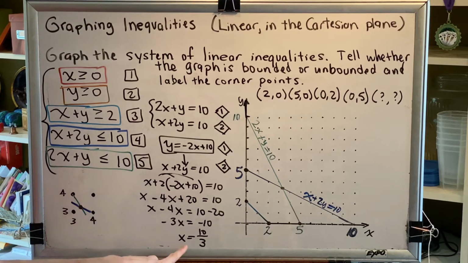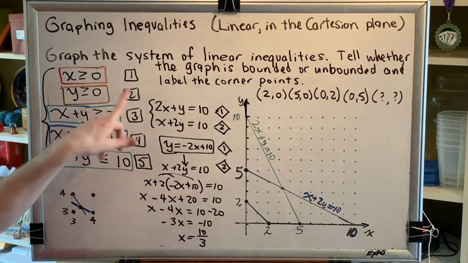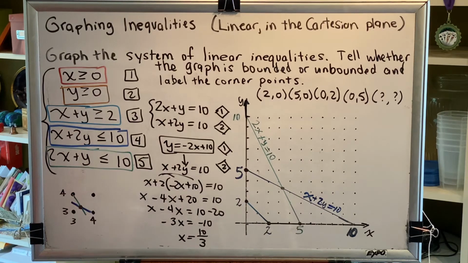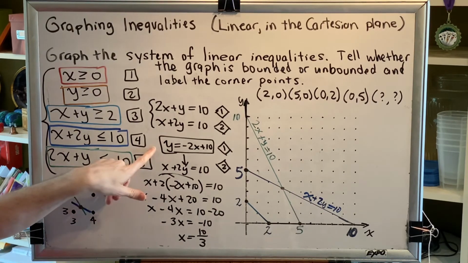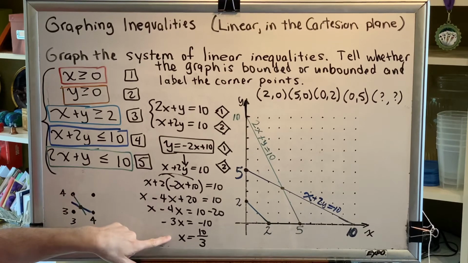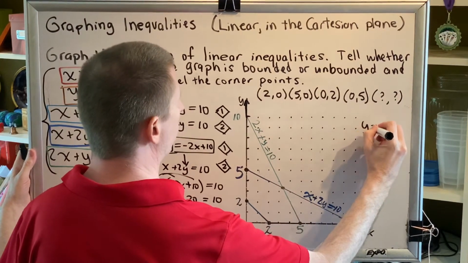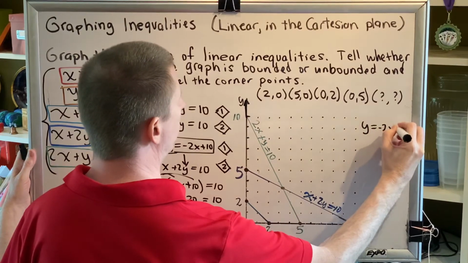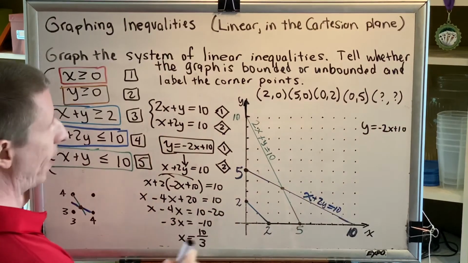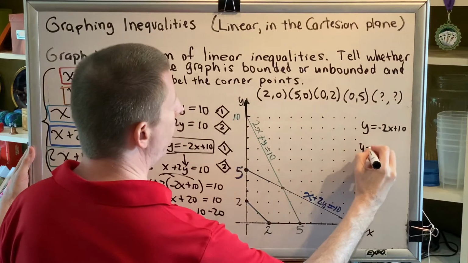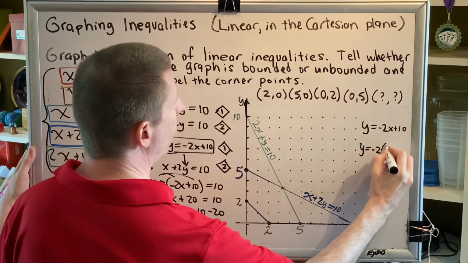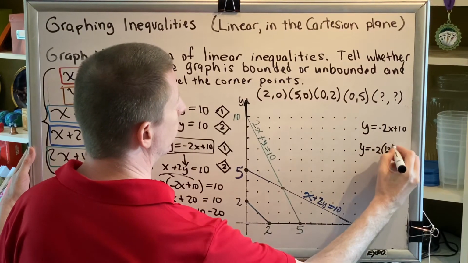But it's only half of this 5th coordinate. I also need to know the y value. To find the y value, I need to plug in. I can plug into any equation that I want, but why not pick the one that starts with y =, since I'm trying to find out what y equals. So I'm going to take this equation, y = -2x + 10, and replace x with 10/3. So y = -2 times 10/3 + 10.